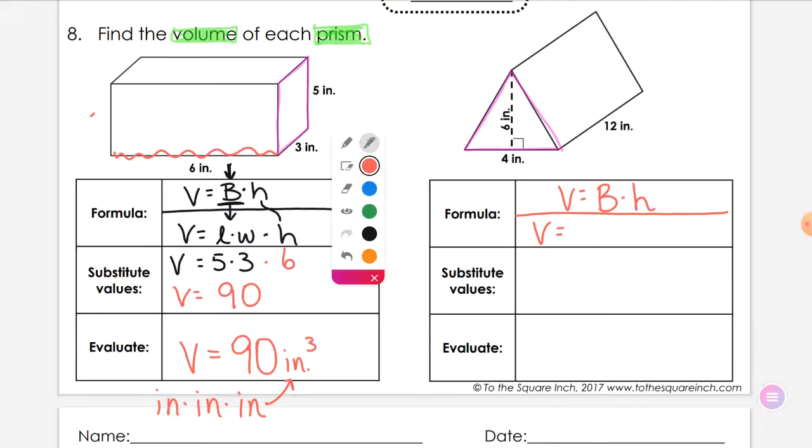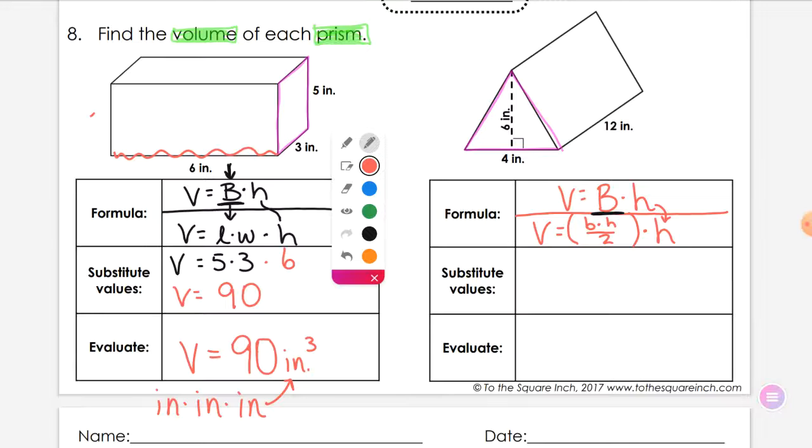How do I find the area of the base shape, which is a triangle? And I'm going to put this in parentheses. We're going to substitute in a new formula in place of capital B. We're doing the area of a triangle formula, which is what? Base times height divided by 2. But then I still have times that H.